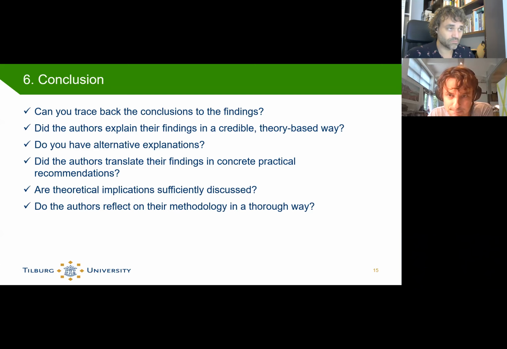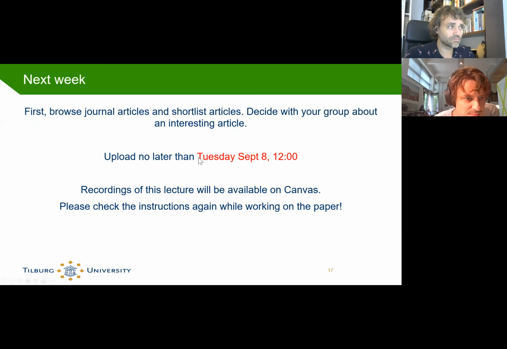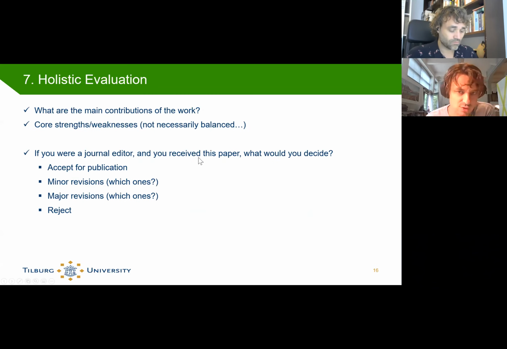Finally, we want you to make an overall evaluation, a holistic view as to, considering all those elements, what is the main contribution of the article, and what are its core strengths and weaknesses. So really try to estimate what is most important. It doesn't have to be balanced, right? If you're very negative about an article, if it's bad, it's bad. If it's really good, it's really good. You can make that argument.